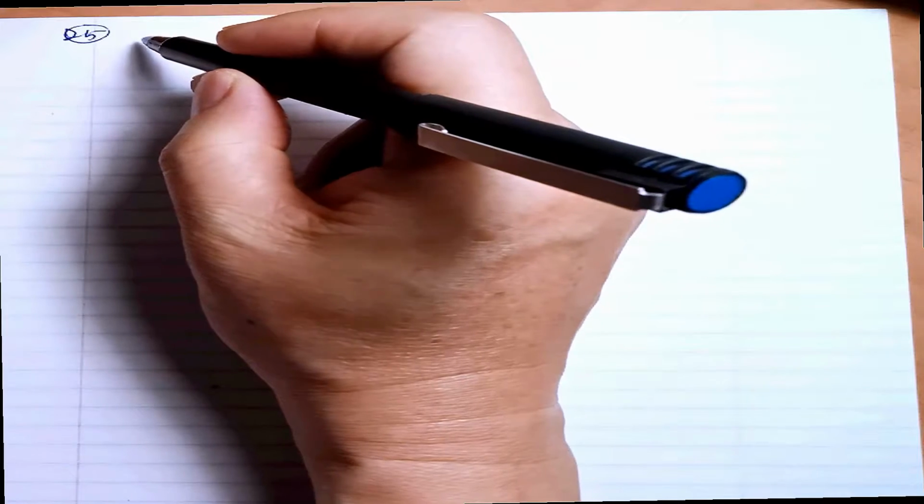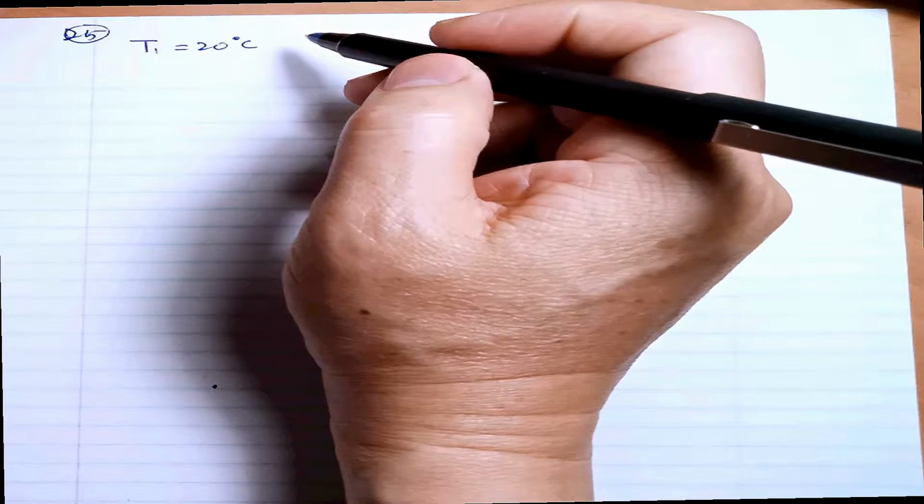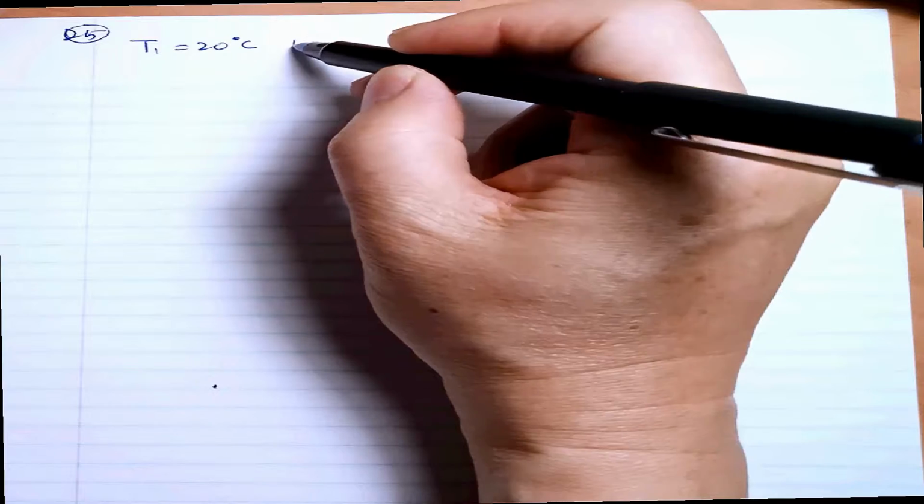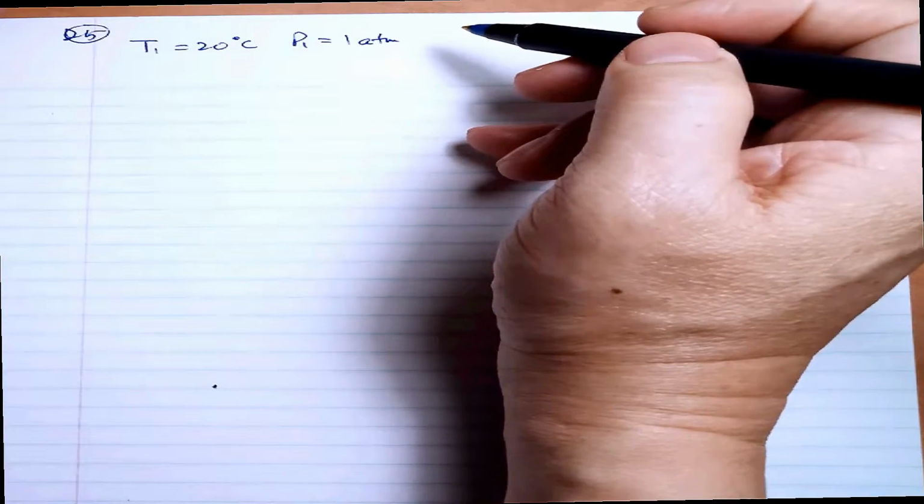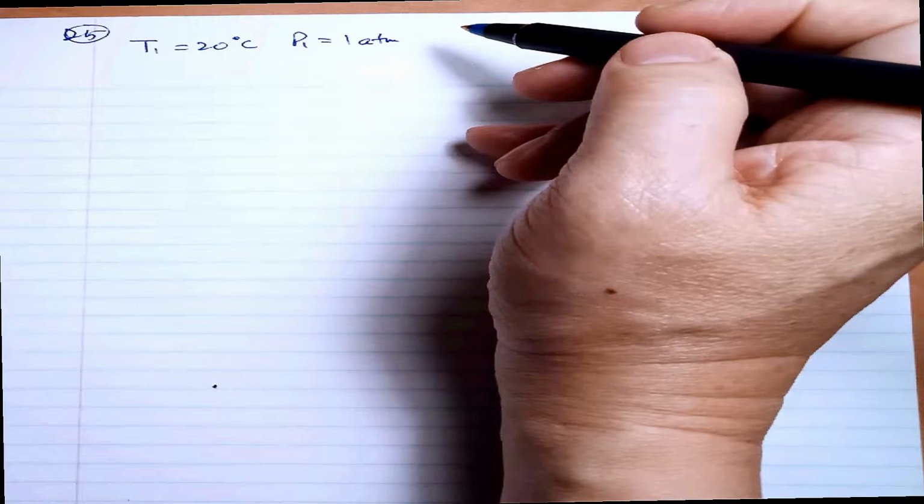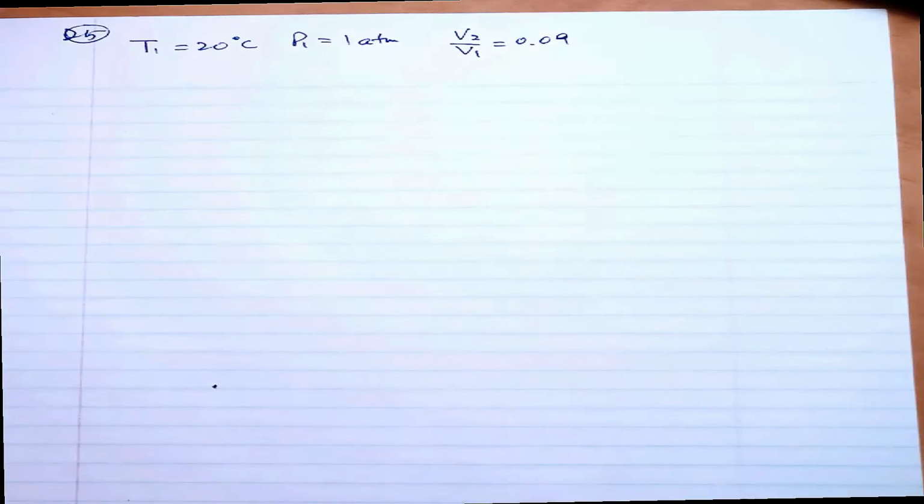Number 25. The engine of a Ferrari sports car takes in air at 20 degrees Celsius. So let's say T1 equals 20 degrees Celsius, and the pressure is 1 atmosphere, and compresses it adiabatically to 0.09 times the original volume. So V2 over V1, that's what they're really telling you, is 0.09.